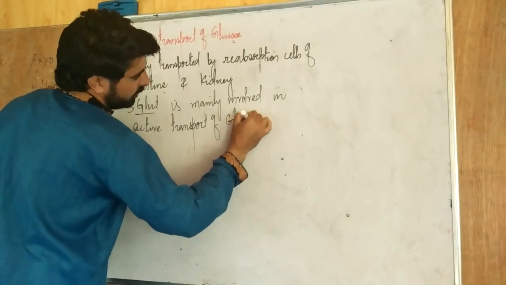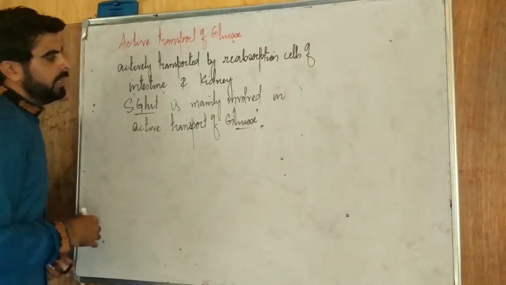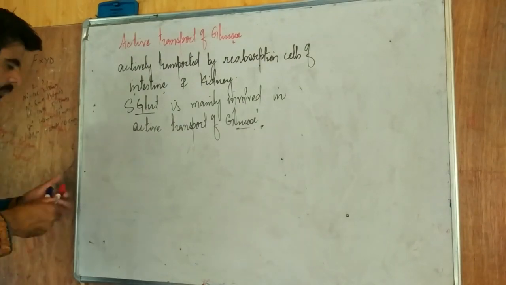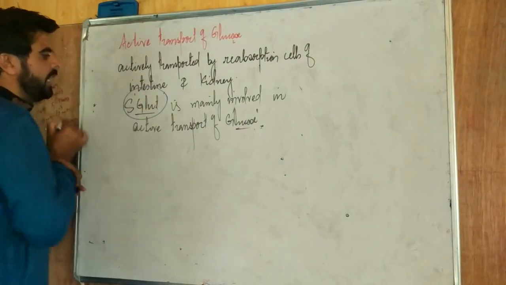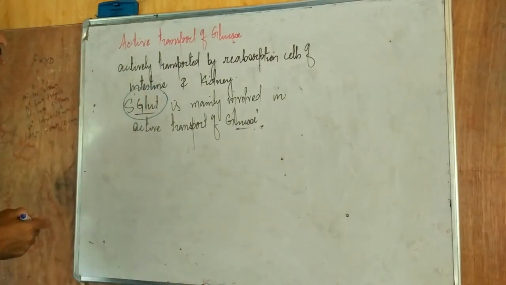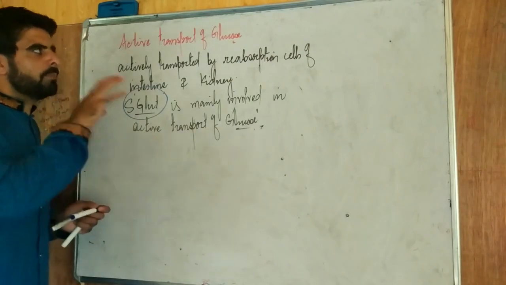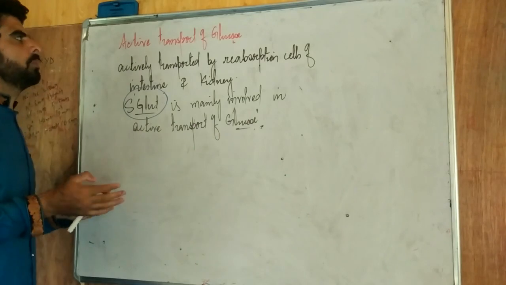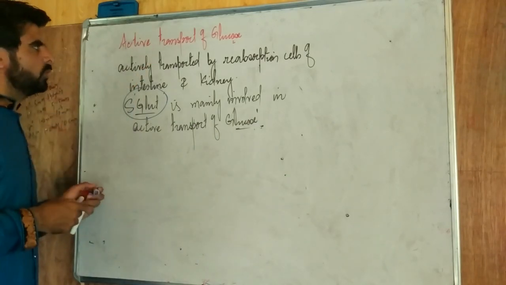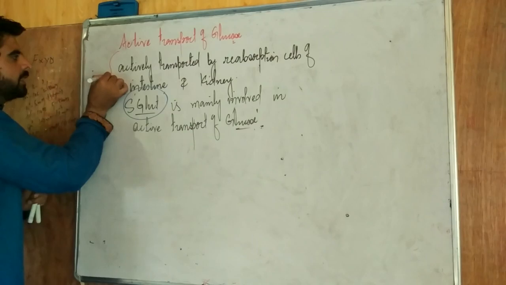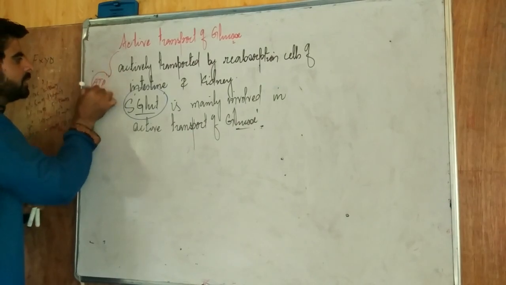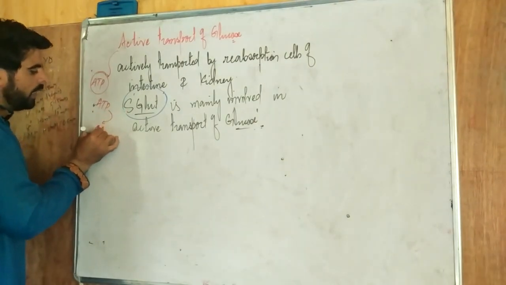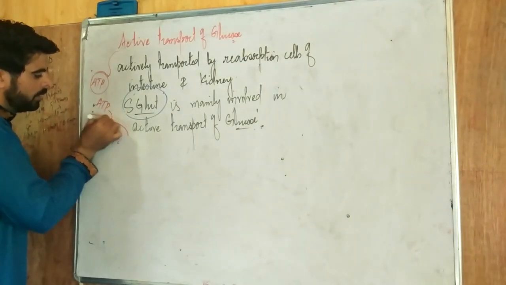If anybody asks you what is the main transporter which is involved in active transport of glucose, the main transporter we have is SGLT. SGLT is the sodium ion dependent glucose transporter, which is responsible for the transport of glucose. That transport is an active transport. If the word active comes, it means it is ATP dependent, that is energy dependent. That means ATP is converted here into ADP plus phosphate.